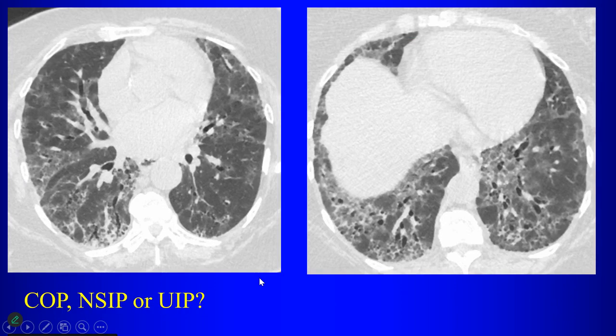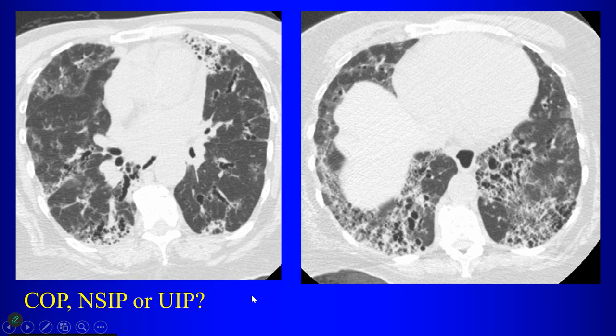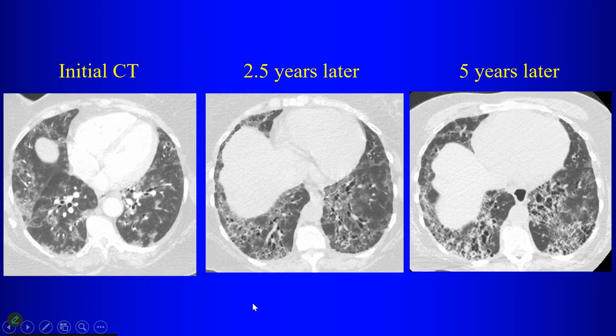Okay. How about this case? Now you have traction bronchiectasis. You think there's subpleural sparing. What are you going to go with? Yeah, so here you go with NSIP. You see how easy this is? Okay. How about this one? Now you have honeycombing. The distribution of disease is peripheral. So here you go with UIP. See how easy this is?